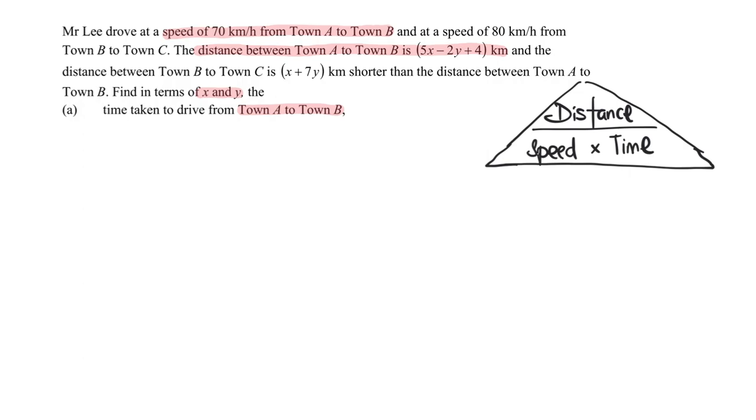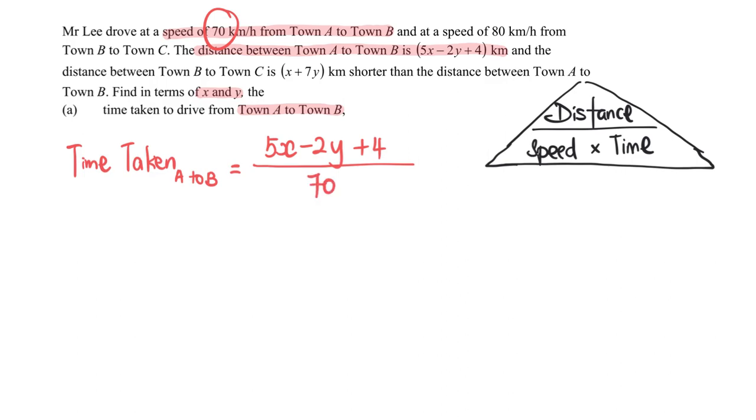And therefore, for part A, the time taken from A to B is equal to the distance traveled from town A to town B, 5x minus 2y plus 4, divided by the speed, 70 km per hour. Do take note, we do need to make sure that the units are the same, km, so this one will be in hours, okay?